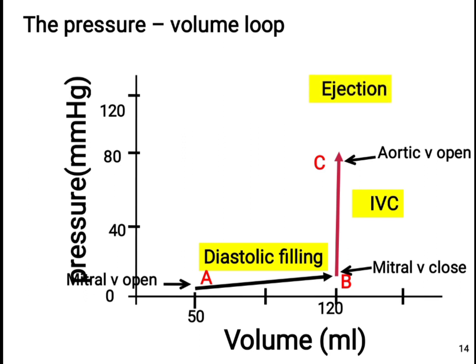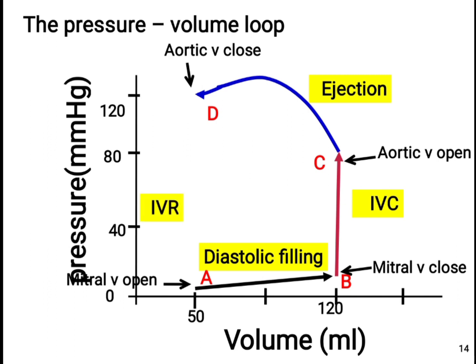Now, after they are finally opened, that takes us to the period of ejection. During the period of ejection, you can clearly see that the volume within the ventricles has started to decrease. When the volume starts to decrease, the pressure within the ventricles also starts to decrease, as observed with the blue arrow. You can see clearly that there is a point D. At point D, the semilunar valves, the aortic valves and the pulmonary artery valves, close finally. When they close, the last phase is known as the isovolumetric relaxation.